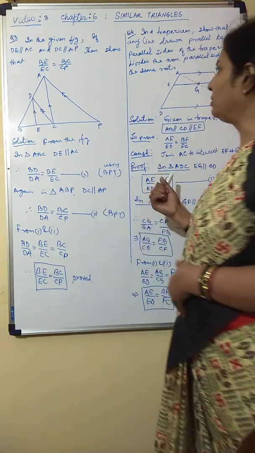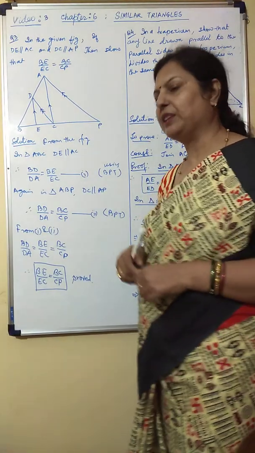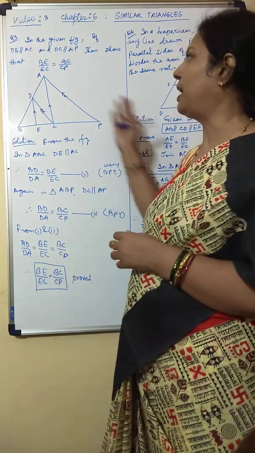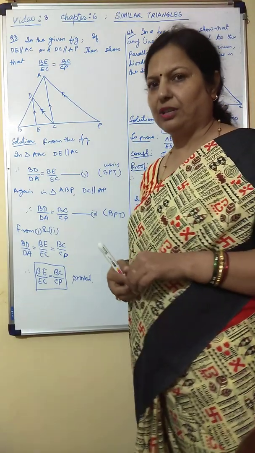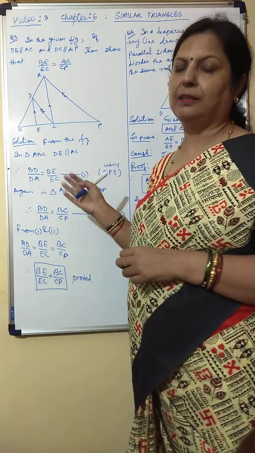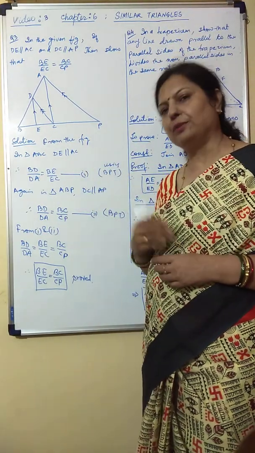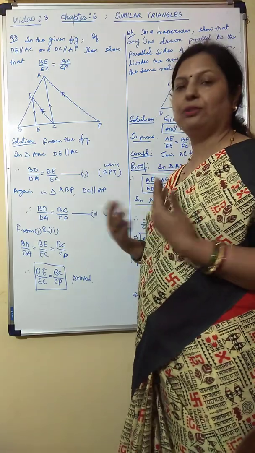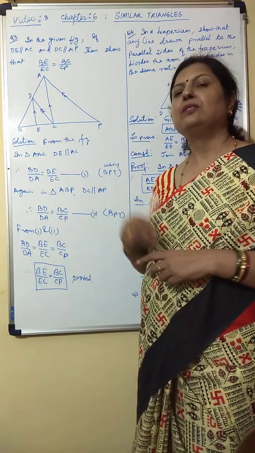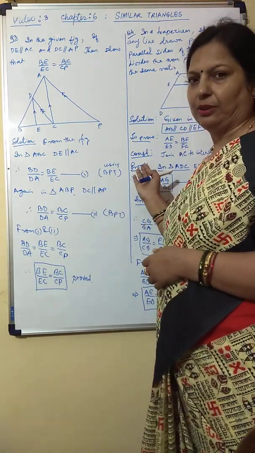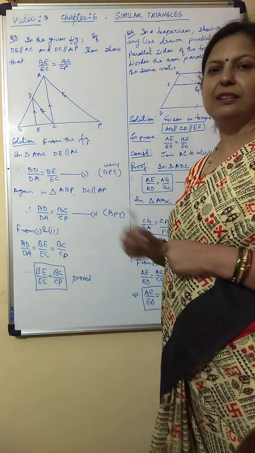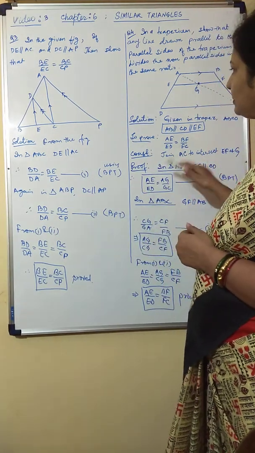Now coming to the second question. So far we have learned that we can apply the basic proportionality theorem in triangles. Now we will see whether the basic proportionality theorem can also be applied in a trapezium, where you also have a pair of parallel lines. I have taken a question related to the trapezium. Let us see whether it works.